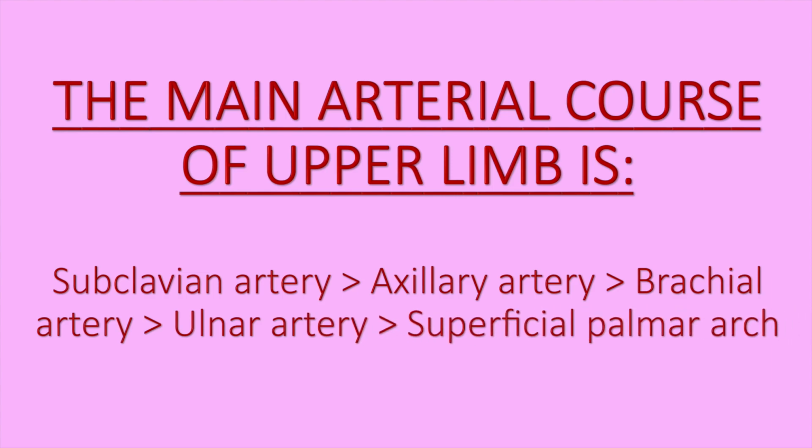The main arterial course of the upper limb is: subclavian artery continues as axillary artery, which continues as brachial artery. Now brachial artery continues as ulnar artery, which continues as superficial palmar arch. The rest of the arteries of the upper limb are all minor branches from this main arterial course.